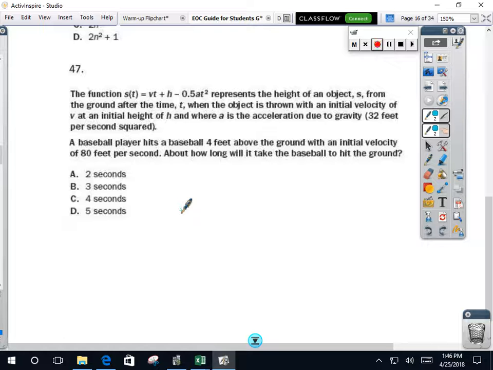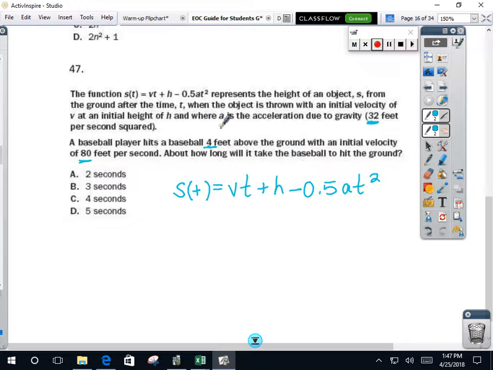Okay, this is what I would do first. On the equation, which is s of t equals vt plus h minus 0.5 at squared. Now with that equation, try to focus on where you can fill in the numbers that were given, 32, 4, and 80. Any idea where the 32 could go? Guys, read and tell me where you think 32 would go.